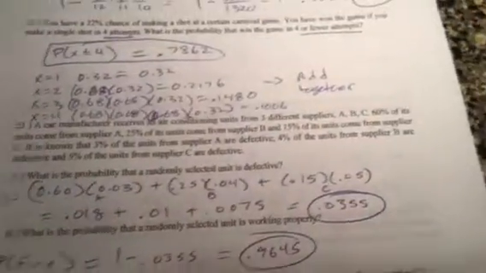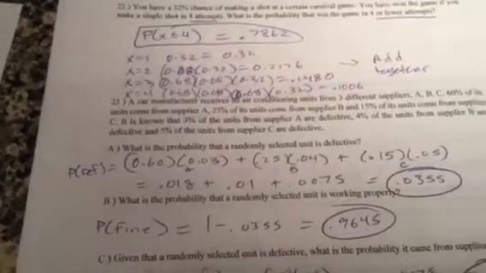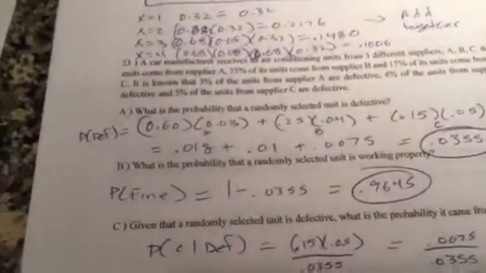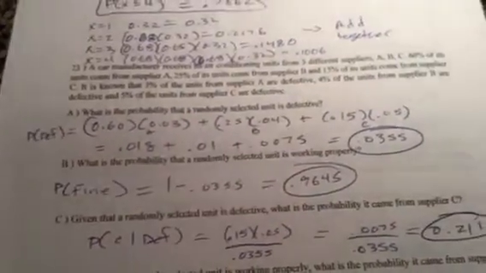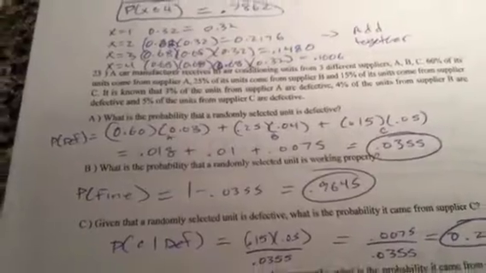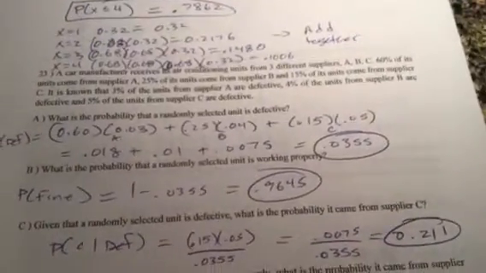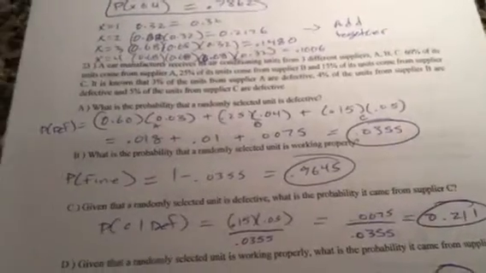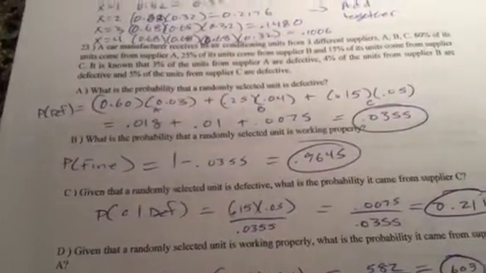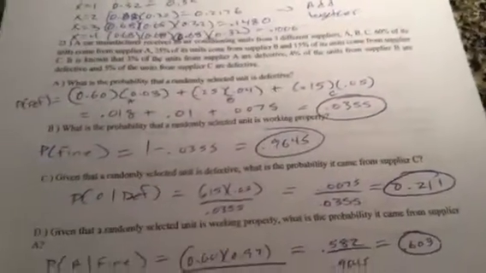What is this? 60% of the units come from A, 25% come from B, 15% come from C. 3% of the A's are defective, 4% from B are defective, and 5% from C are defective. So probability it's from A times probability it's defective from A plus probability it's from B times the probability it's defective from B plus the probability it's from C times the probability it's defective from C. Add them all up. Low chance there. What is the probability that something's working? So probability of fine is 1 minus the probability it's defective.